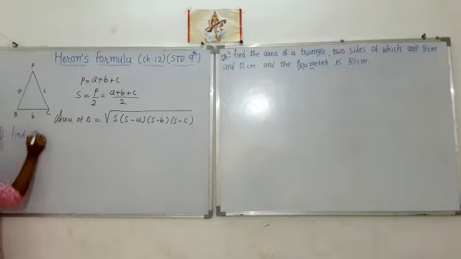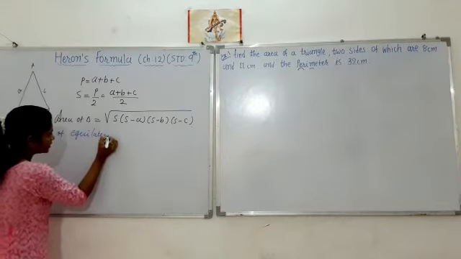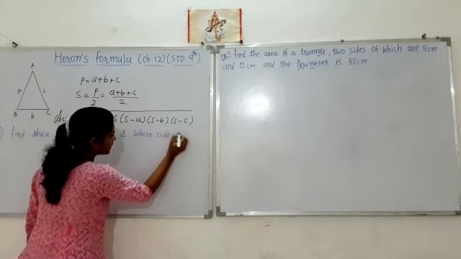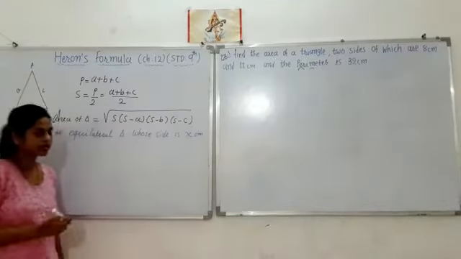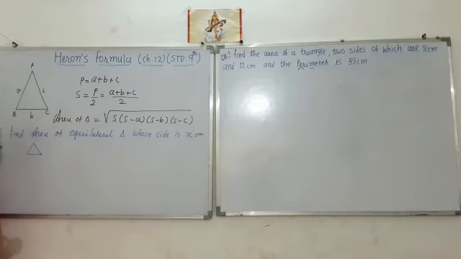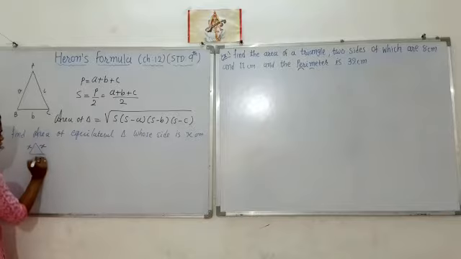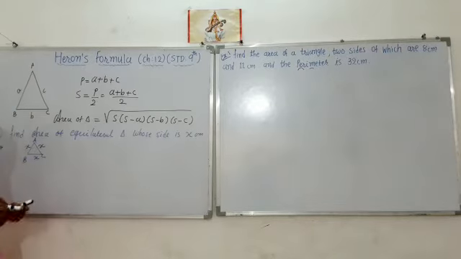Find the area of an equilateral triangle whose side is x centimeter or meter, whatever you need. Now here you have a triangle and this is equilateral. That means all its sides are equal and its measurement is given as x centimeter. So this is x, this is x, this is x. Suppose I take this triangle as A, B and C. Its sides' measurement is given, so definitely you should apply Heron's formula.